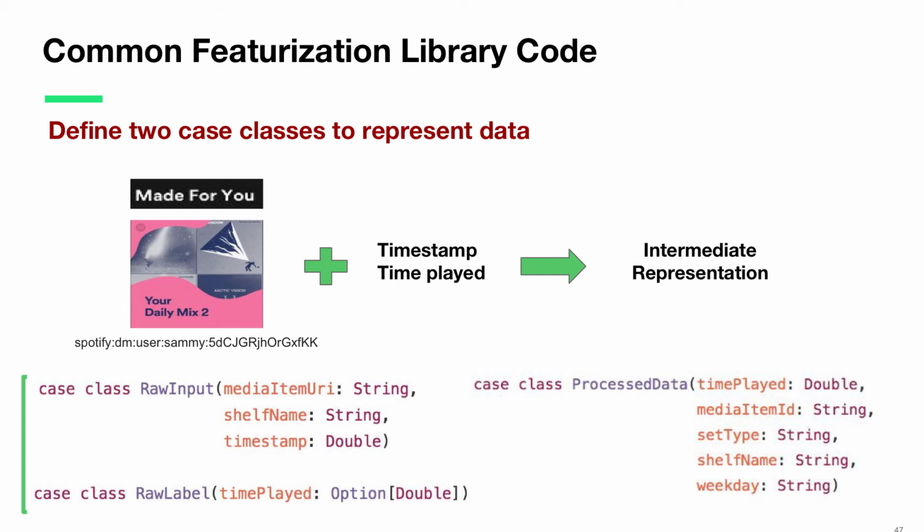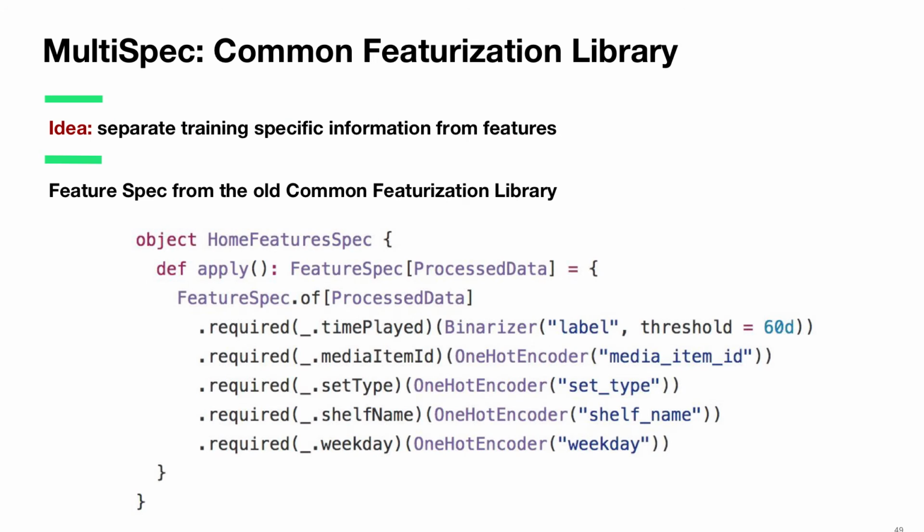And then with our process data case class, we're just going to say its time played is now an option of a double, and you'll see why later, to make our life easier. So the major change we had to make there is just going from one case class to two case classes. Okay, and this was our feature spec from the old common featurization library. It just contained all of the information together.